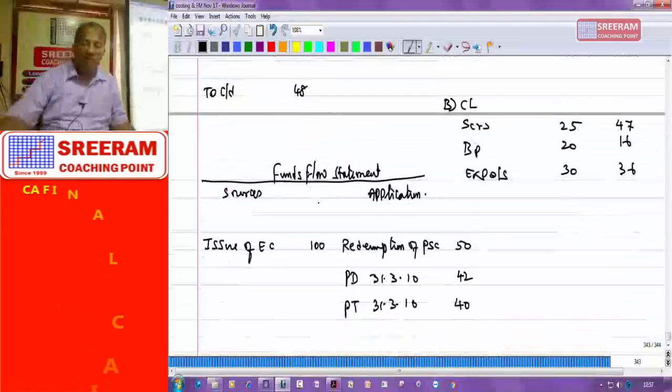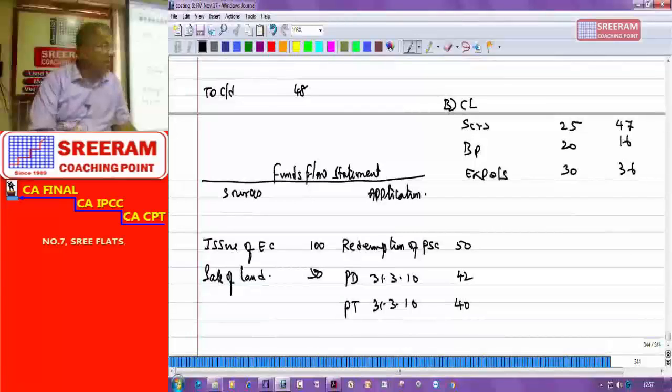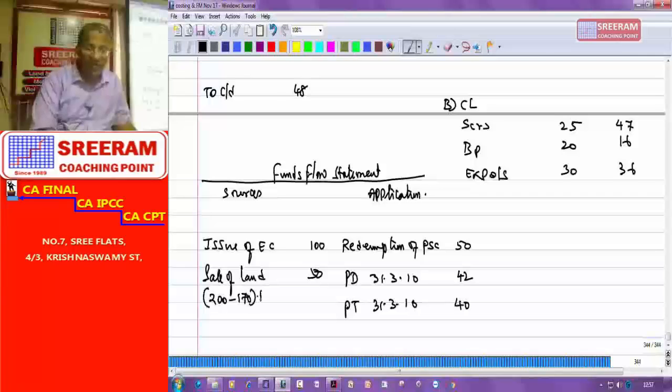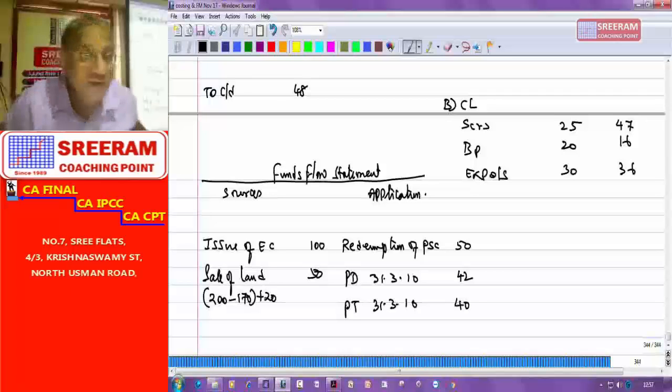So in my fund flow statement, I take up sale of land, how much? 50. Now I am accounting both for capital reserve as well as for the shortfall. How did I get this? 200 minus 170 plus the capital reserve of 20. Now I have addressed all the points. Are you understanding, all of you?